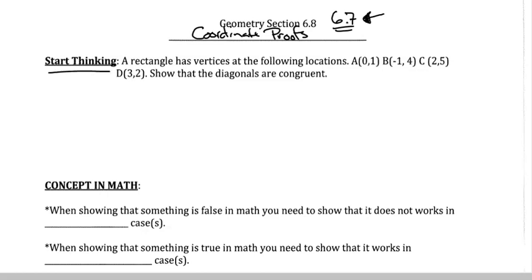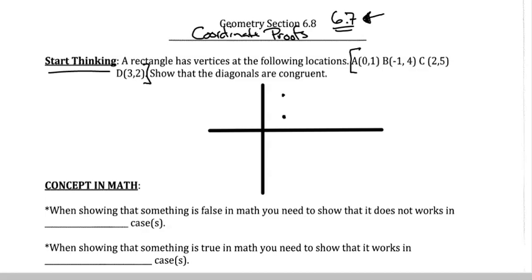The start thinking part says a rectangle has the following vertices with these locations. Show the diagonals are congruent. So we're not going to actually work through the whole entire thing, but here would be the concept. You guys know we would plot all of our points. So let's say there was a point here, a point here, a point here, and a point here, and that was a rectangle. And if we wanted to show that the diagonals were congruent, we would find the distance. Let's say we call this A, B, C, and D.